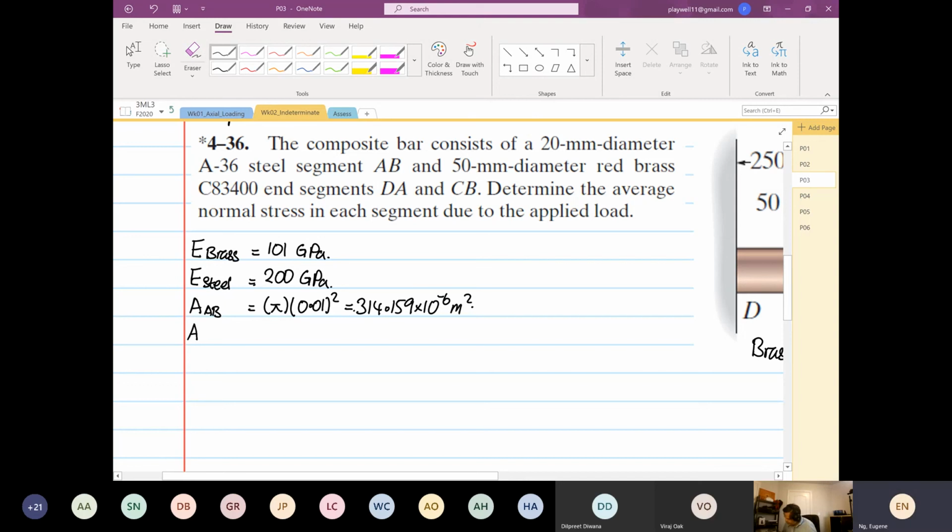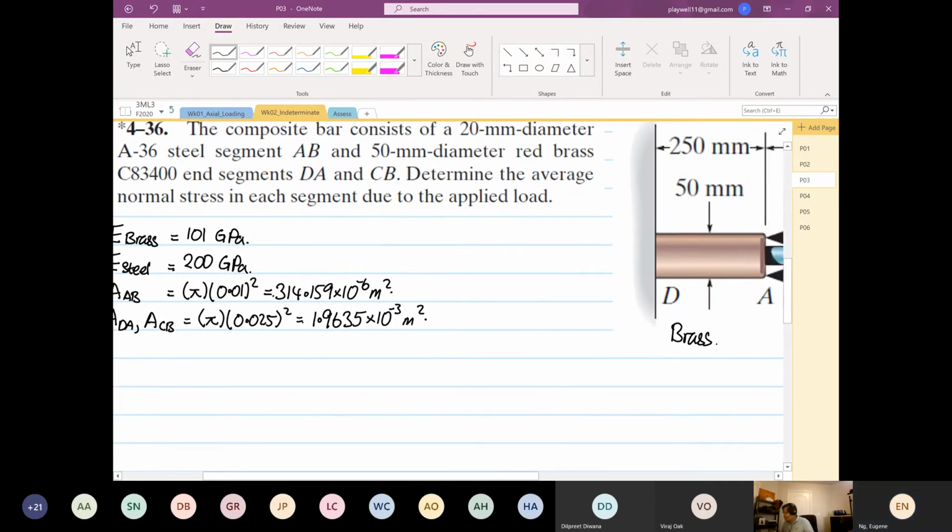And then the area of DA and the area of CB, they're the same because they have the same diameter. It's 50 millimeters, so the radius will be 25. So 0.025 squared times pi. So it's equal to 1.963635 times 10 to the power minus 3 meters squared.